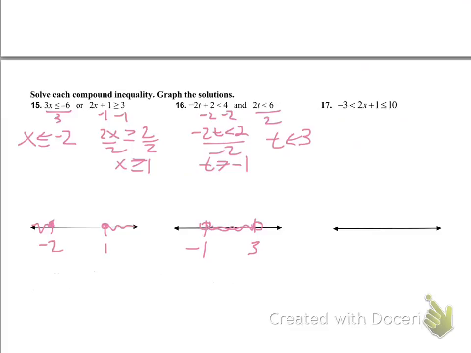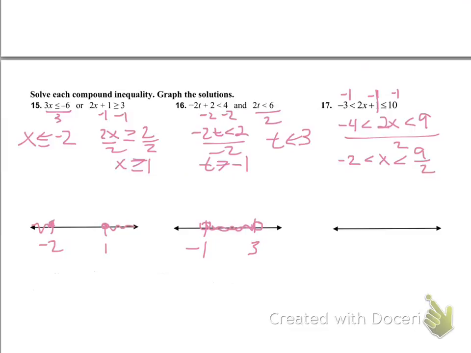This next one, I need to get x by itself in the center first, so I need to subtract 1 from every side. -3 minus 1 gets me -4. It cancels in the center. 10 minus 1 gets me 9. Then I need to divide it all by 2. -4 divided by 2 is -2, x, and then 9 over 2.